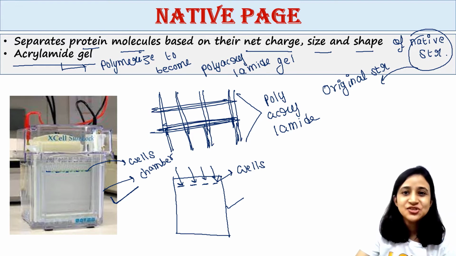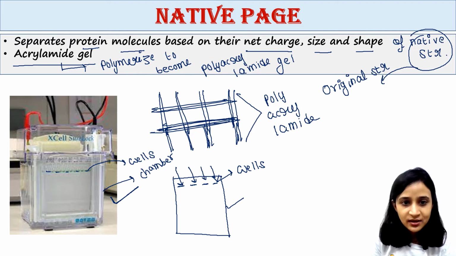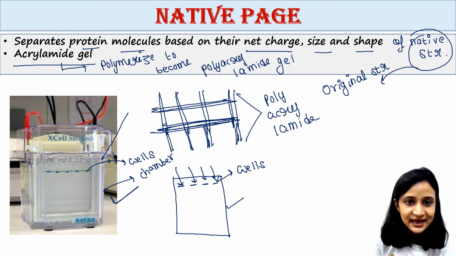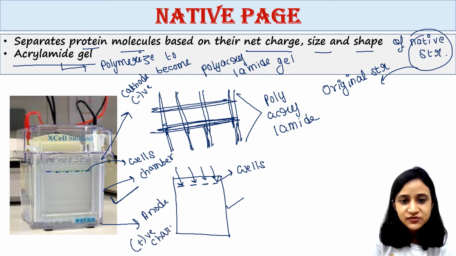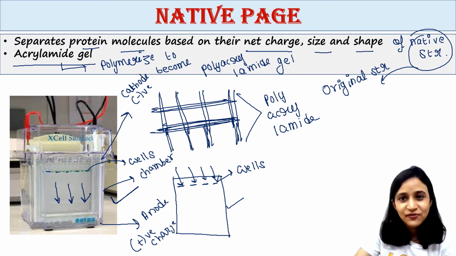The electrophoresis chamber has a negative charge at one end, that is the cathode, and at this end it has the anode, that is the positive charge. Now when the electric current is applied, protein molecules are pulled down through the gel in this way.